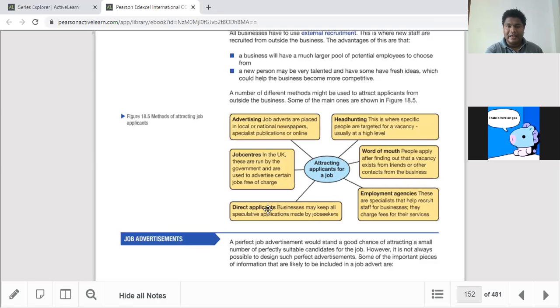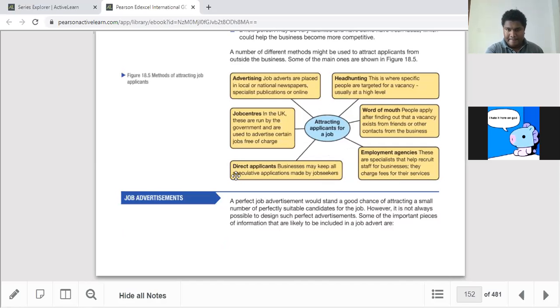direct applicants, and job centers. Okay, the other one we can see is the job advertisement. A perfect job advertisement would stand a good chance of attracting a small number of perfectly suitable candidates for the job. However, it is not always possible to design such a perfect advertisement. Some important pieces of information are likely to be included in a job advertisement.